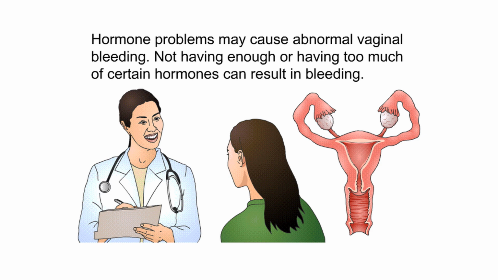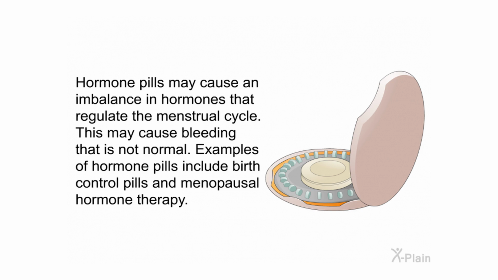Hormone problems may cause abnormal vaginal bleeding. Not having enough or having too much of certain hormones can result in bleeding. Hormone pills may cause an imbalance in hormones that regulate the menstrual cycle. This may cause bleeding that is not normal. Examples of hormone pills include birth control pills and menopausal hormone therapy.